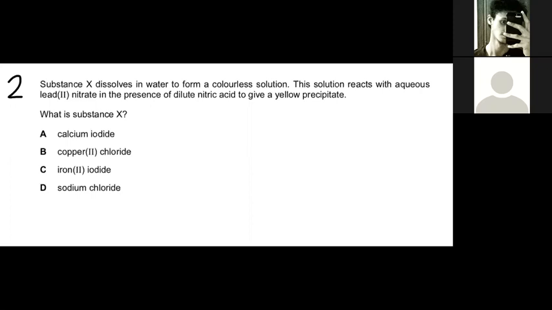Over here, lead nitrate plus iodide will give us a yellow precipitate of lead iodide, and so that's why B or D cannot be the answers. C is also not the correct option because it is written that X dissolves in water to form a colorless solution. Iron(II) iodide would give us a colored solution because it's a transition element. That's why A is the correct option.